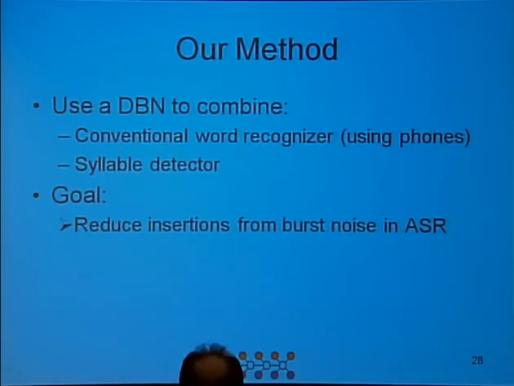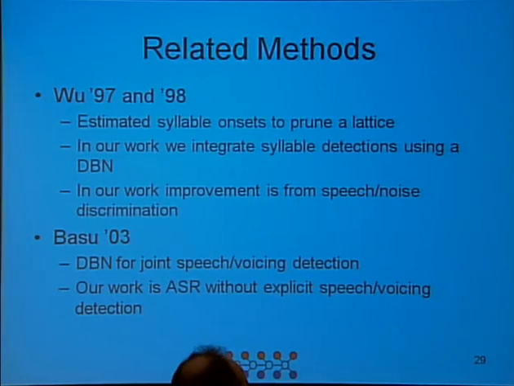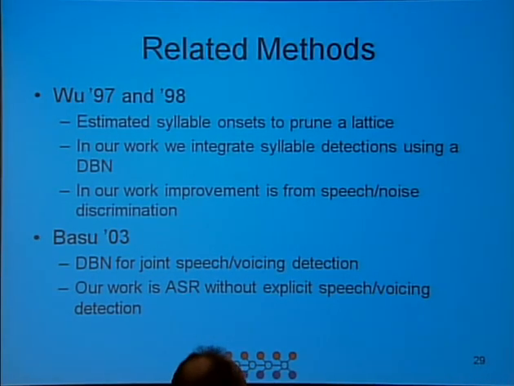So our method is to combine a conventional word recognizer that uses phone models and a syllable detector. And the goal is to reduce insertions from burst noise in speech recognition. And real quickly, some related methods: Wu used some syllable detections to prune down a lattice. And our work is different in that we're actually using a DBN, so we can do this across all hypotheses, not just the lattice hypotheses. And our improvement is from speech noise discrimination. And Basu 03 did some work for joint speech decoding that was similar, but was more geared towards voice activity detection.